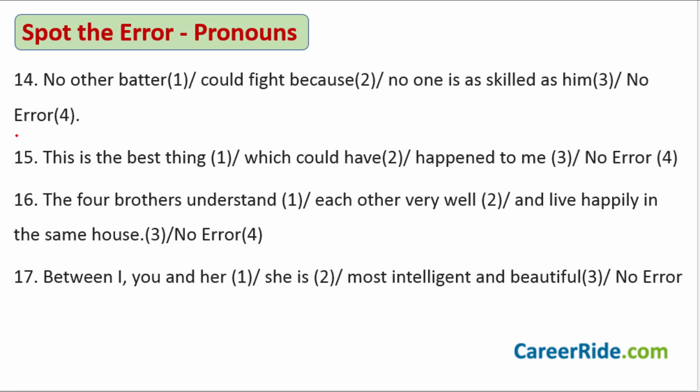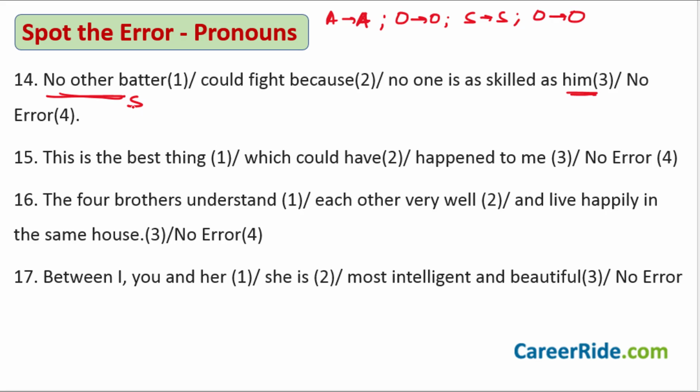Okay, sentence number 14. No other batter could fight because no one is as skilled as him. Now what is happening in this sentence? In this sentence we are trying to make a comparison between this batter and all other batters, okay? And no other batter is what? This is a subject. We have learnt in our concepts that we can make a comparison only between similar things, right? Apples can be compared only with apples, oranges only with oranges. Similarly, a subject can be compared only with a subject, and an object only with an object.